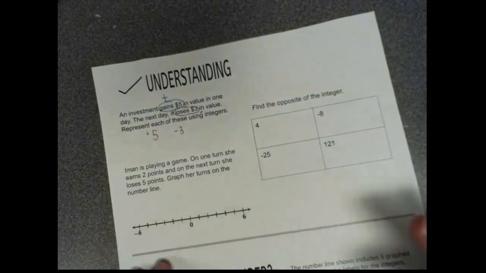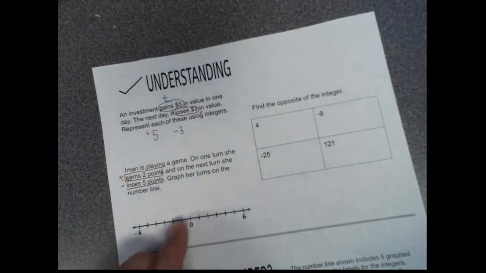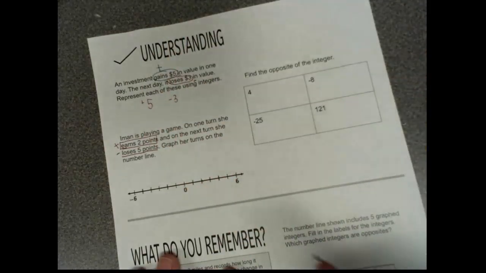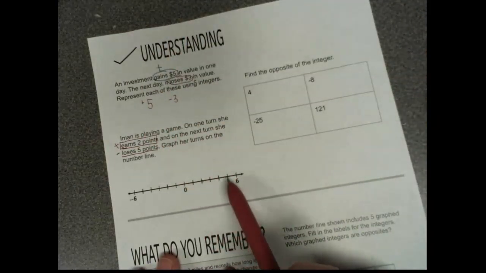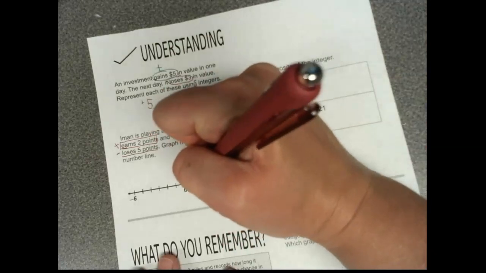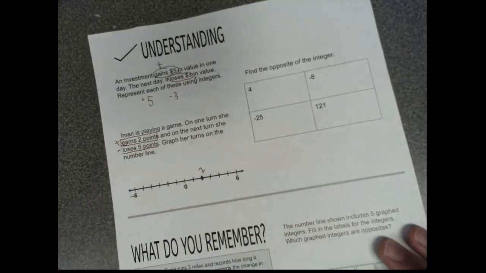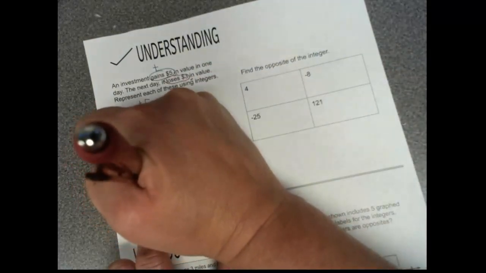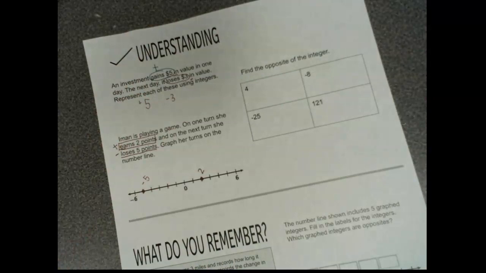Let's look here. Emmett is playing a game. On one turn, she earns 2 points. So I'm going to highlight that and pick it out. Earns means positive. And on the next turn, she loses 5 points. So that's negative. Graph her turns on the number line. So if I earn 2 points, I'm up. Oh, let's first make sure that we're counting by ones. 1, 2, 3, 4, 5, 6. So this is 2 right here. I'm going to graph it with the 2. And then loses 5. So I get to go all the way over here to -5 and I'm going to mark it. And that's all they wanted you to do on that one.